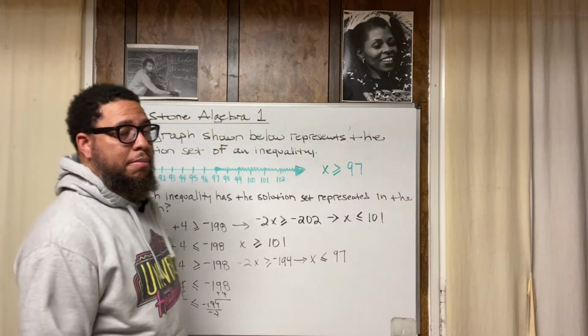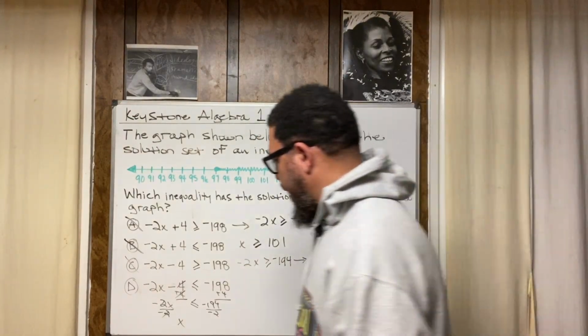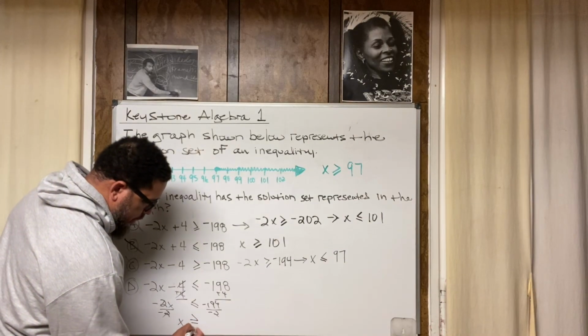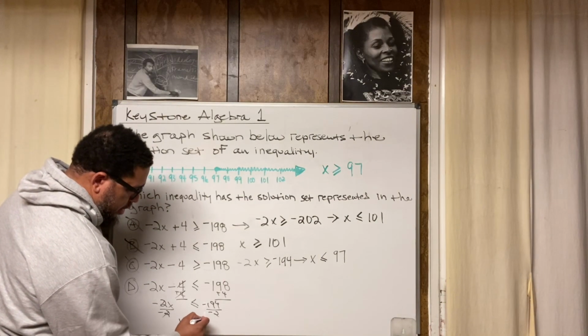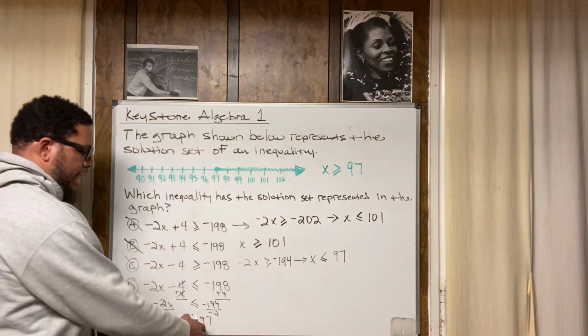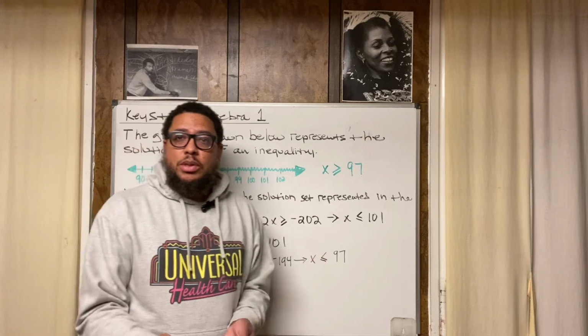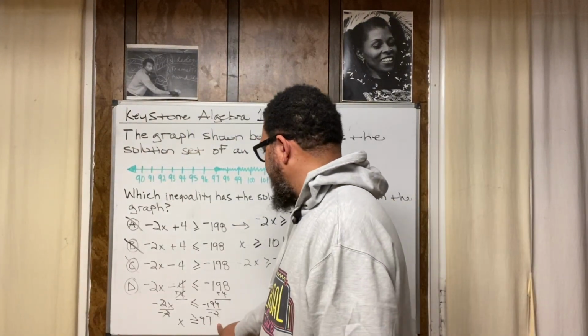Now, because I divided by a negative, that means I got to flip the direction of the inequality sign. I got to flip him around. So now I'm going to have x is greater than or equal to 97, because 90 times 2 is 180 and 7 times 2 is 14. 180 plus 14 is 194. So x is greater than or equal to 97.